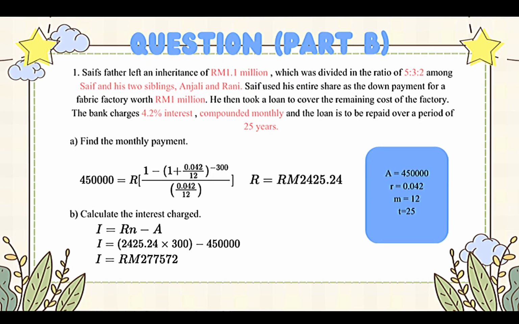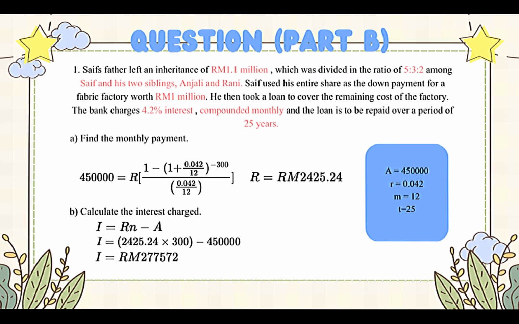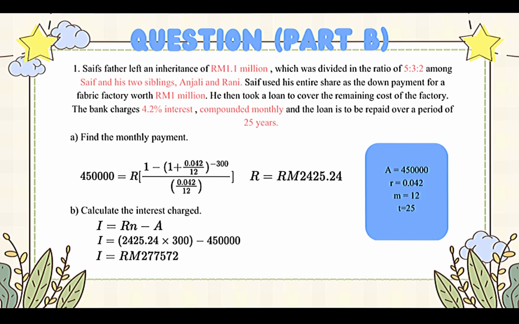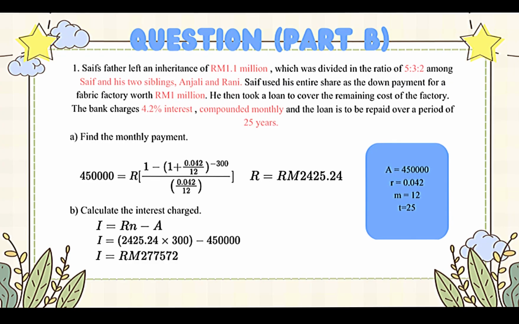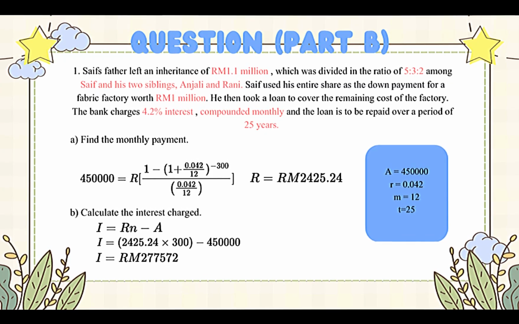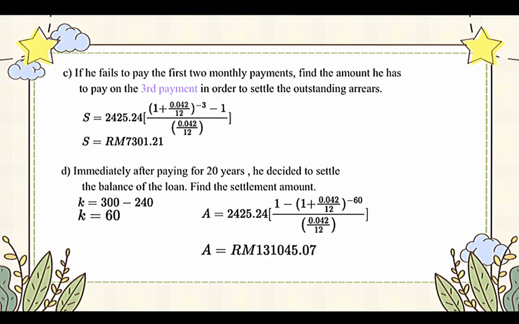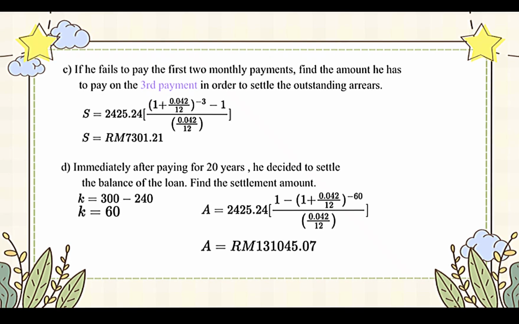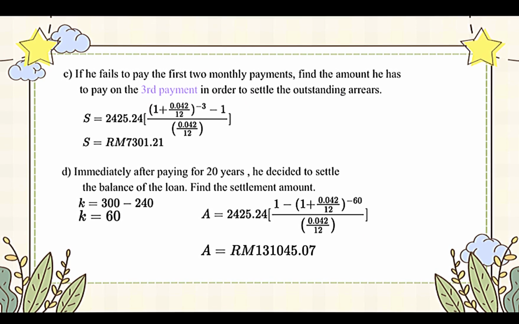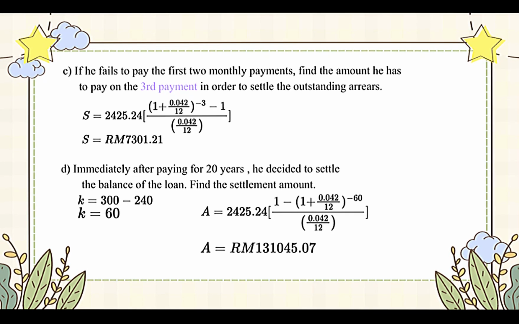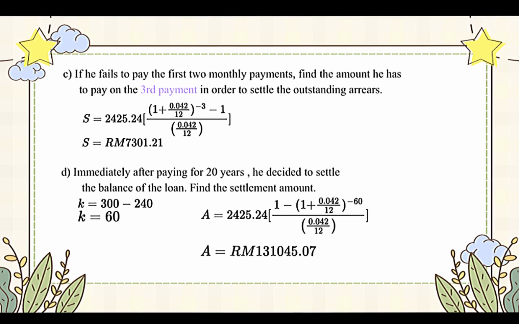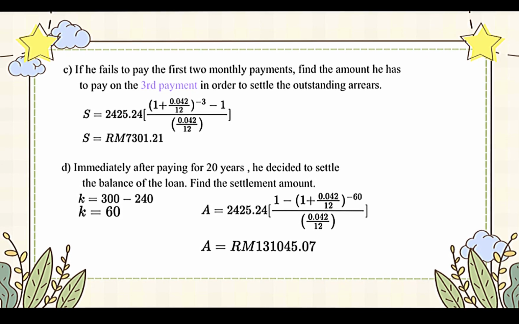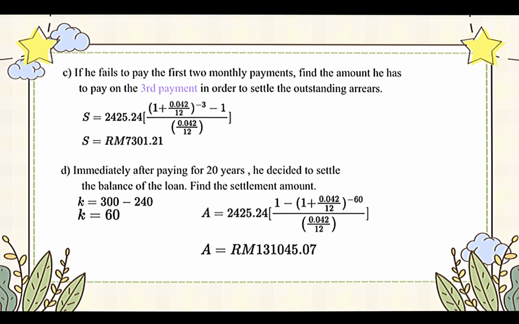Substitute all the values. For question B, calculate the interest charged by using the formula I equals Rn minus A to get I equals RM 277,572. For question C, if he fails to pay the first two monthly payments, find the amount he has to pay on the third payment in order to settle the outstanding arrears. We will use the S formula with all the information available. We can substitute into the formula and get S equals RM 7,301 ringgit 21 cents.